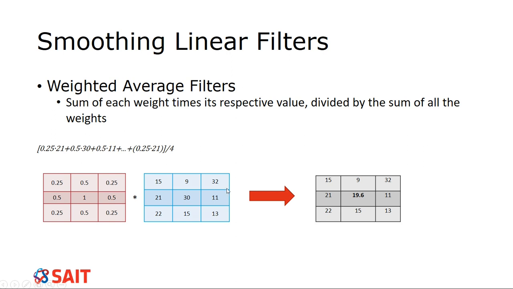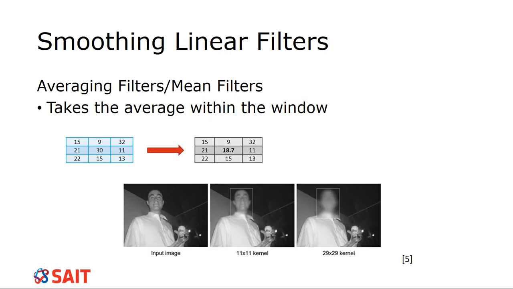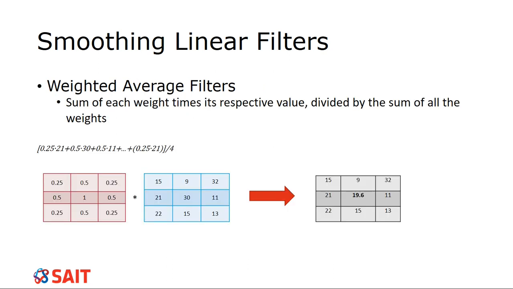Then you would divide by the sum of the weights. So you would add up this entire box here: 0.25 plus 0.5 plus 0.25, etc. And that becomes 4, so that's why this number 4 is there. We multiply each weight by the value, add it all up, and then divide that whole sum by 4. That gives us our new answer. From the previous one, this is 19.6, and the other one was 18.7. So there is actually a difference.